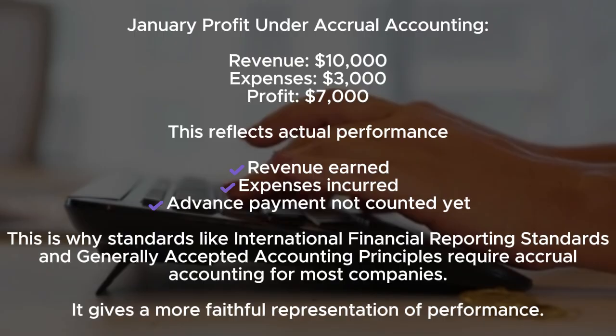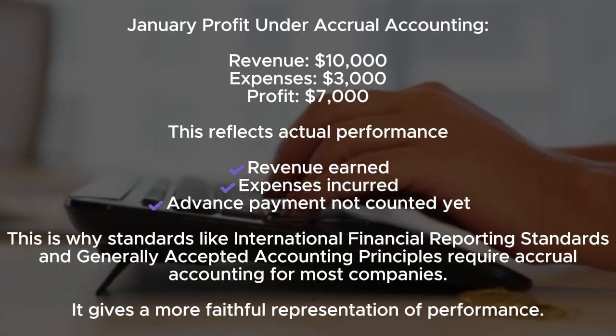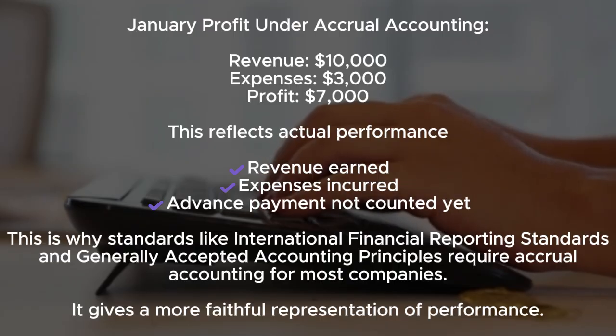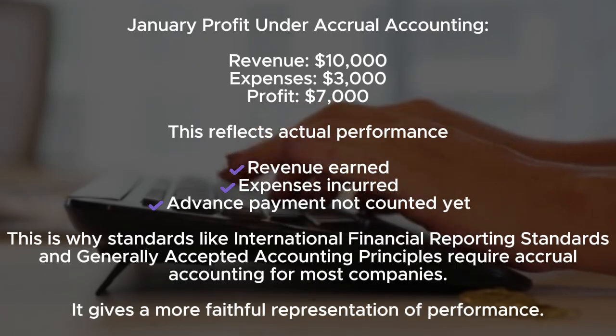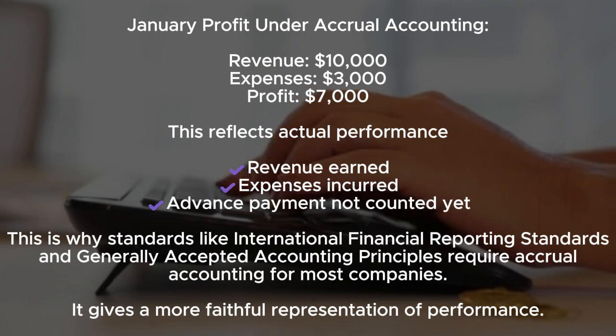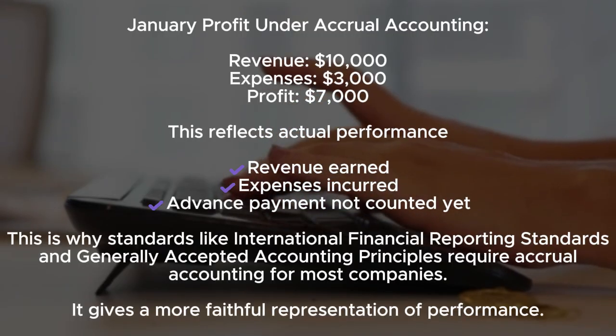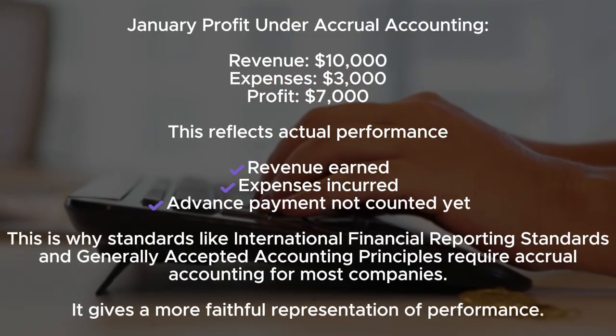January profit under accrual accounting. Revenue, $10,000. Expenses, $3,000. Profit, $7,000. This reflects actual performance. Revenue earned. Expenses incurred. Advance payment not counted yet. This is why standards like International Financial Reporting Standards and Generally Accepted Accounting Principles require accrual accounting for most companies. It gives a more faithful representation of performance.